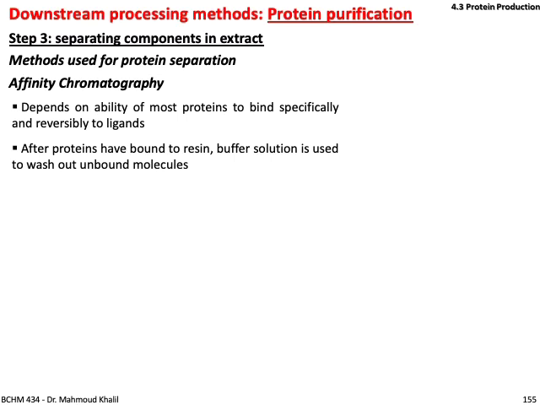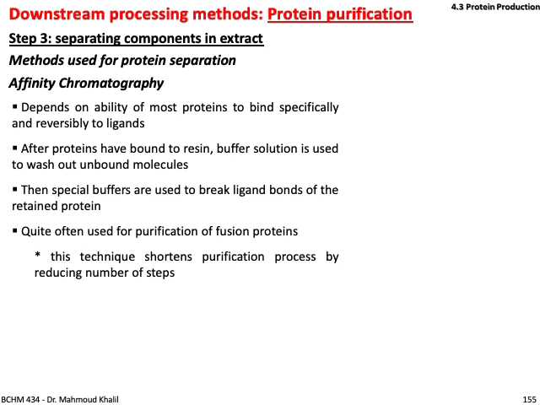We'll talk about affinity chromatography, also used for protein purification. It depends on the ability of most proteins to bind specifically and reversibly to a ligand. After the protein has bound to the resin, a buffer solution is used to wash out unbound molecules. Then special buffers are used to break the ligand bonds of the retained protein. It is quite often used for purification of fusion protein. This technique shortens the purification process by reducing the number of steps.